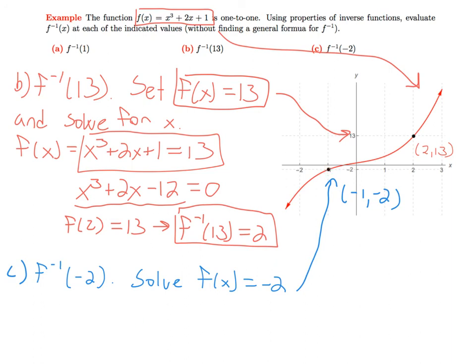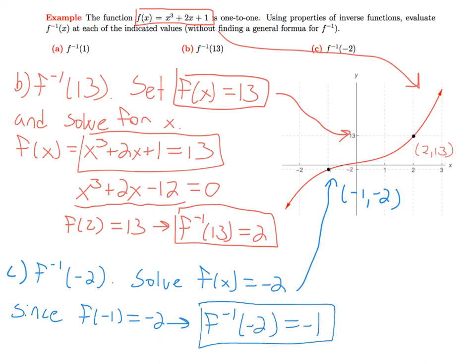And since f of minus 1 equals minus 2, we see, therefore, that f inverse of minus 2 is equal to minus 1. So that answers part C.